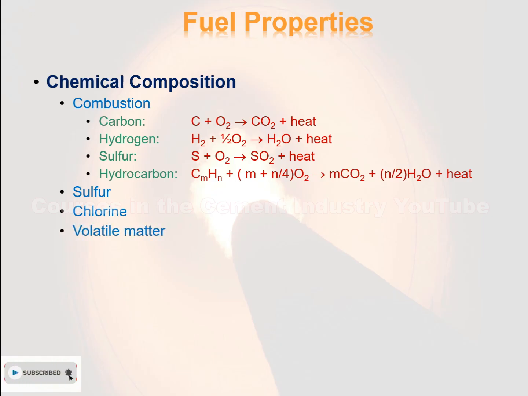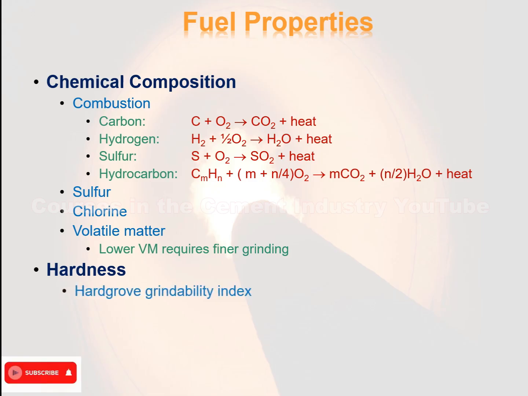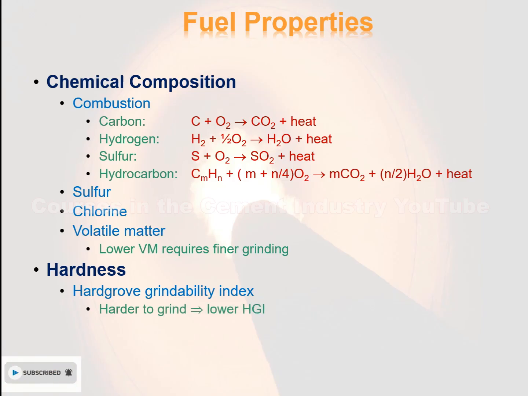Volatile matter. Lower VM requires finer grinding. Hardness, it includes the Hardgrove Grindability Index. Harder to grind equals lower HGI. Easier to grind equals higher HGI.